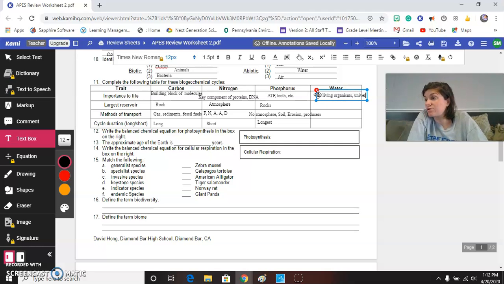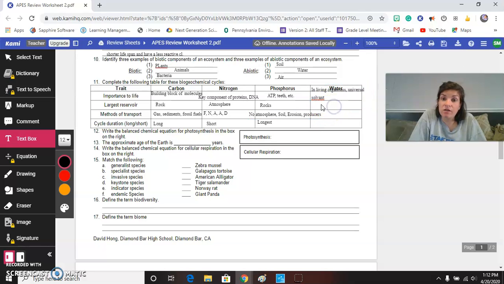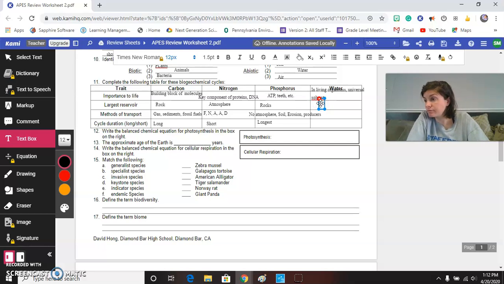It's the universal solvent. All right, kind of a big deal. Water is, if you didn't know, kind of a big deal. All right. This is primarily found in salt water, or the place we find water the most is in salt water.